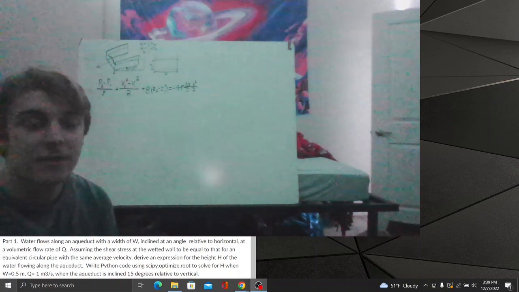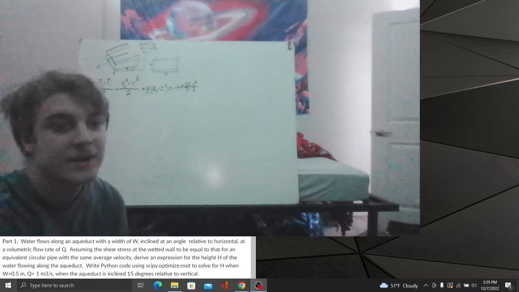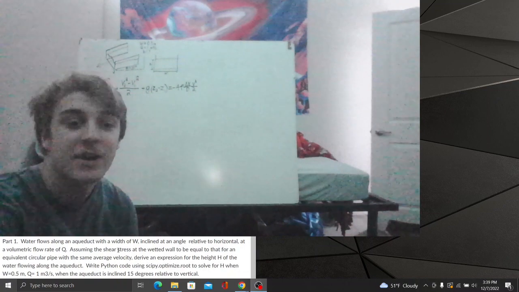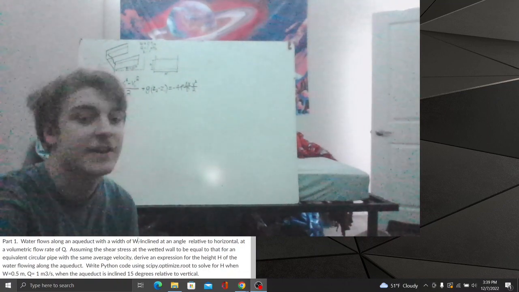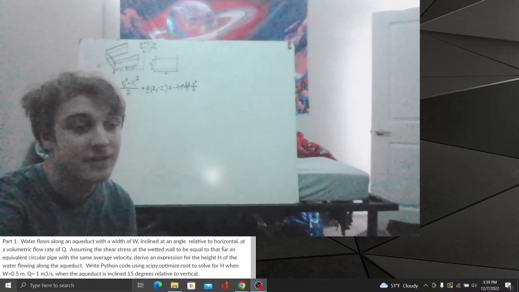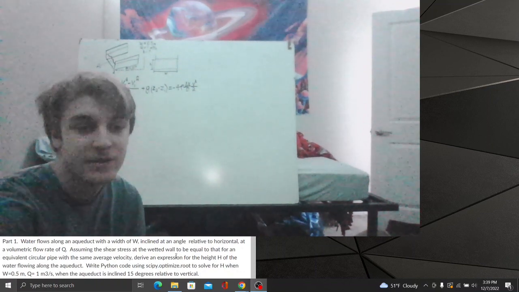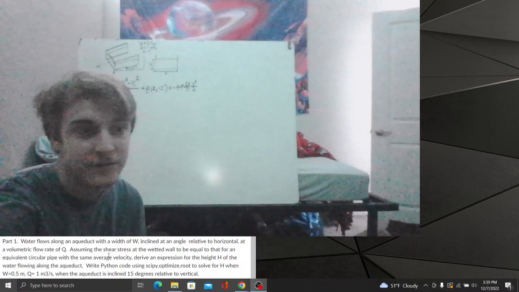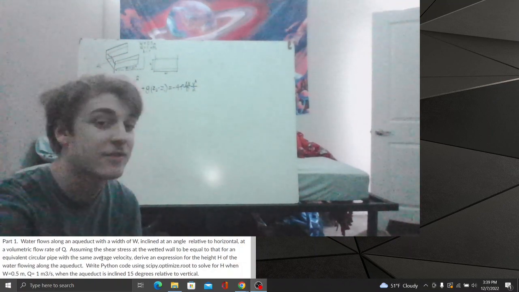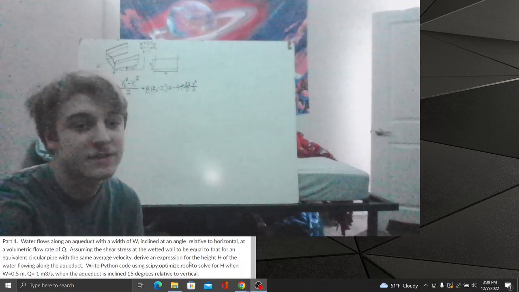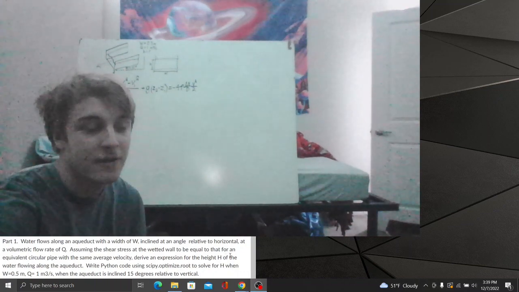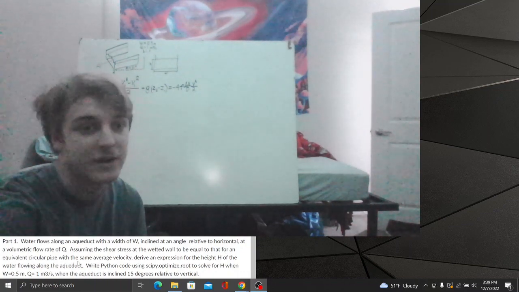So this is part 1 of homework 5, where we have water flowing through an aqueduct with width W inclined at an angle relative to the horizontal at a volumetric flow rate of Q. Assuming the shear stress at the wetted wall to be equal to that for an equivalent circular pipe with the same average velocity, derive an expression for the height h of the water flowing along the aqueduct.